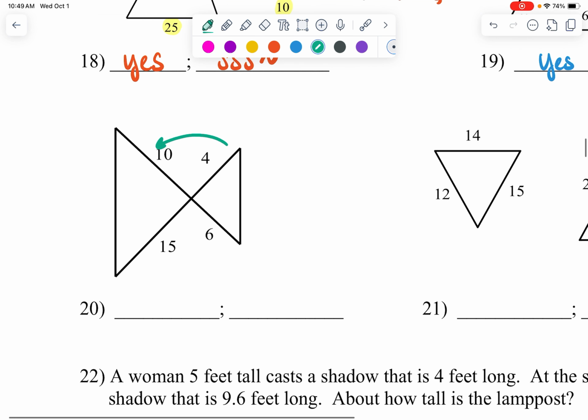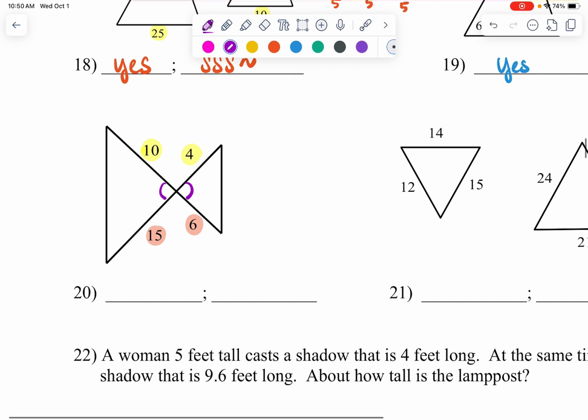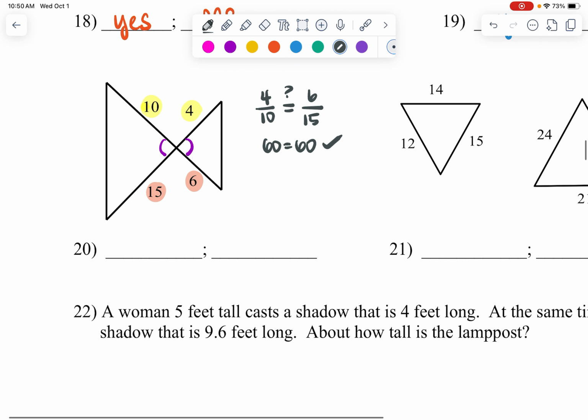If you see this as a reflection of itself, then that means you see the 4 corresponding to the 10 and the 6 corresponding to the 15. Obviously, the vertical angles are congruent, so this is an SAS situation if those are similar. So I'm going to say, is 4 to 10 equivalent to 6 to 15? And yes, because their cross products are both 60, or you can reduce them both to 2/5. Either way, if you see this as a reflection, then our answer is yes by SAS similarity.